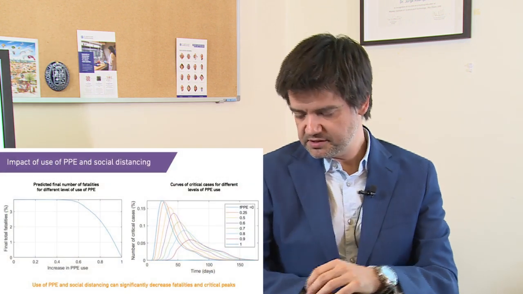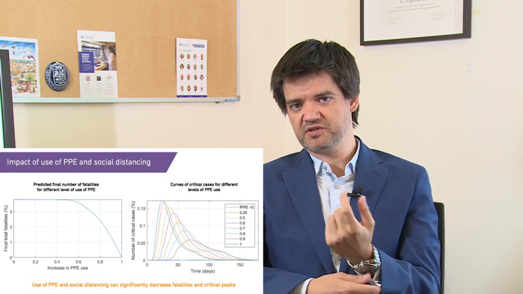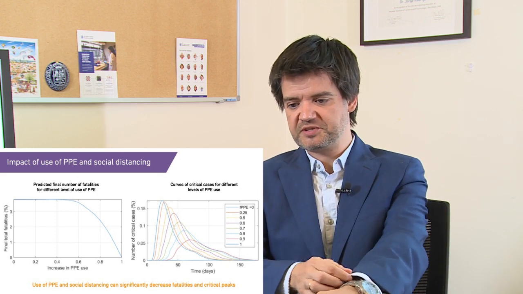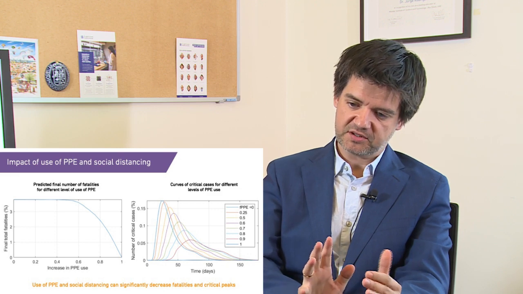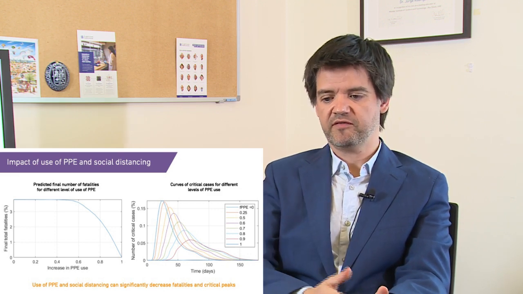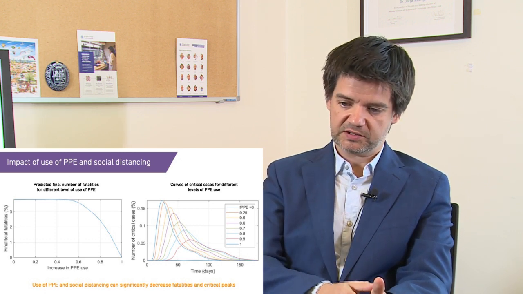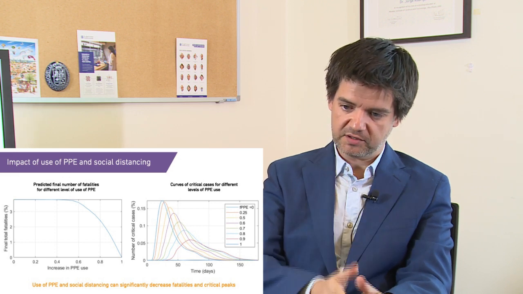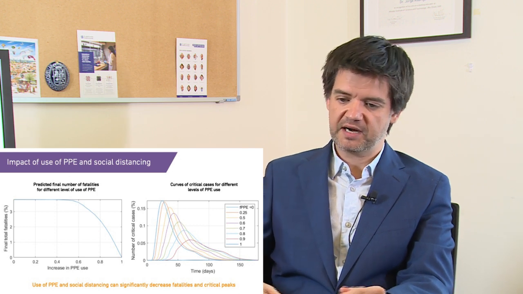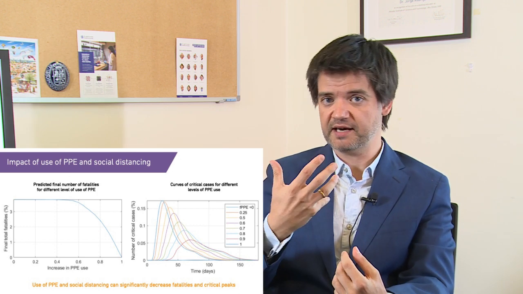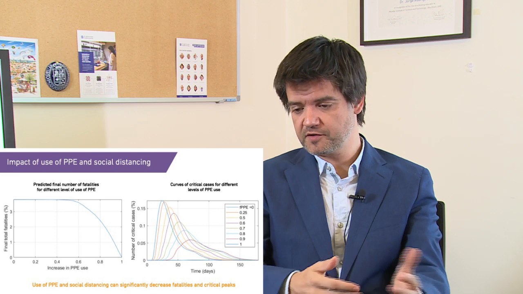A second scenario, second intervention that we described is, okay, what if we have a widespread use of masks and personal protection equipment and so on, right? So we wanted to represent what would be the final number of fatalities on the left graph as a function of increasing the use of personal protective equipment. And we see the curve on the left showing how, if we have that use up to 100%, basically the final number of fatalities will be zero, because if we have 100% protection, it means zero probability of infection, which means there will be no infection. That's, of course, unrealistic.